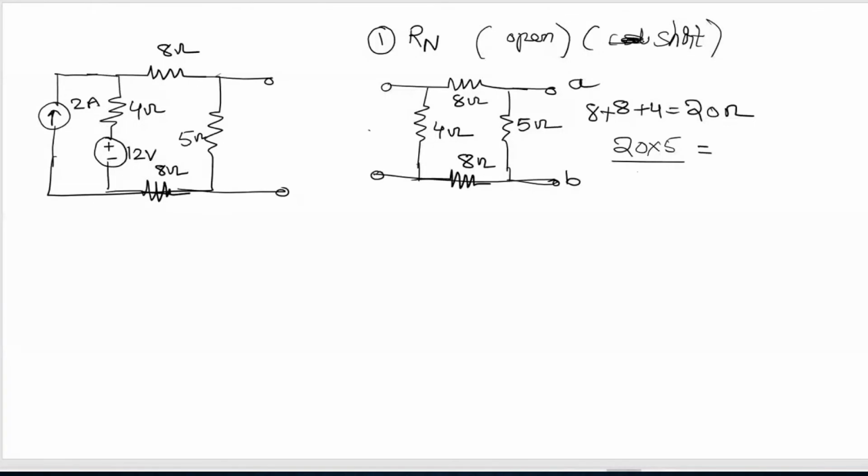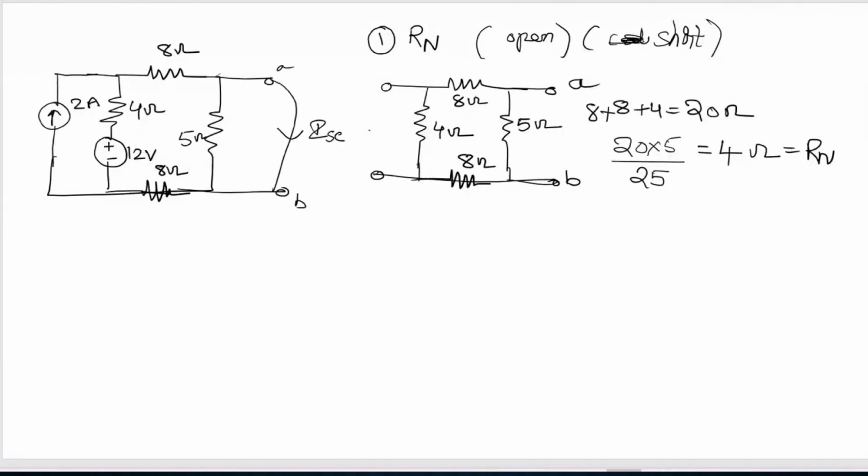Now you have to find In. So to find In, what you have to do? You have to short these two terminals A and B and find the current that is flowing into this circuit, ISC. Okay, when you short these two terminals, what happens to this 5 ohms resistance?